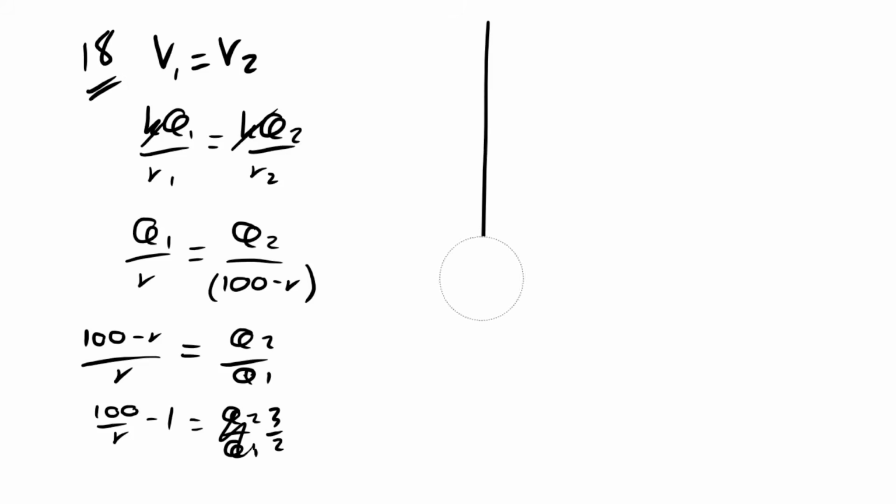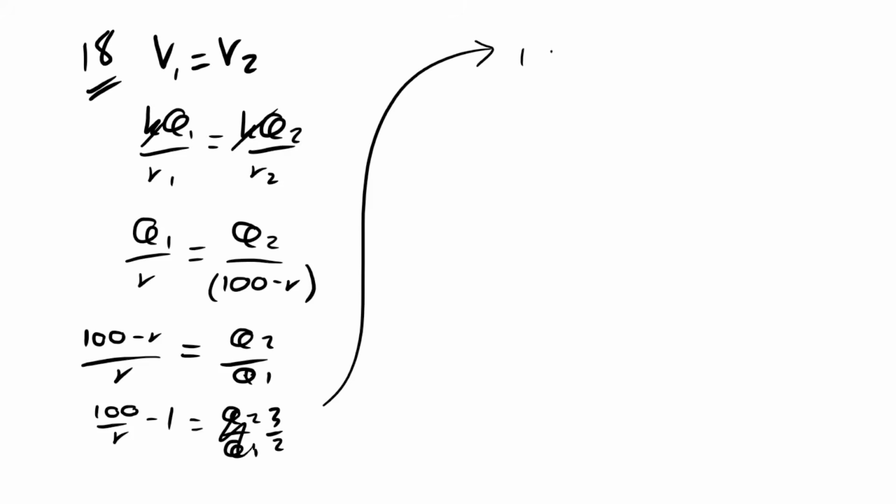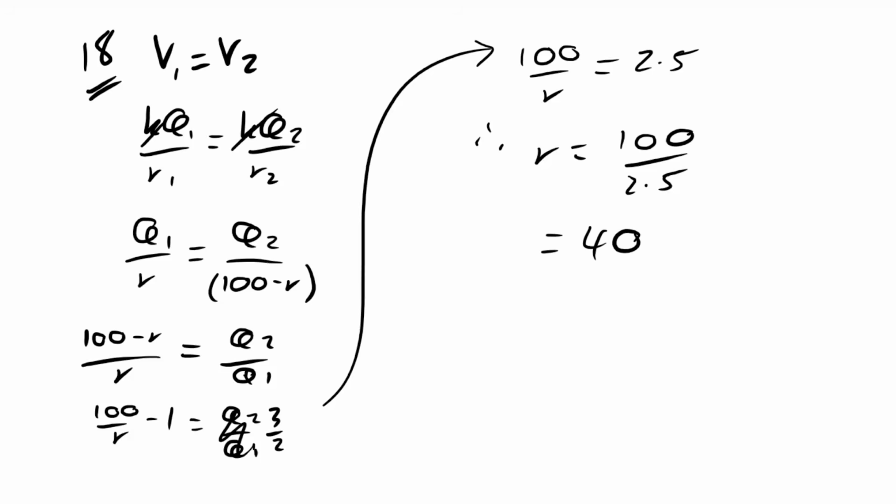So therefore, 100 over R is equal to 3 halves plus 1. That makes it 5 halves, in other words, just 2.5. Therefore, R is equal to 100 divided by 2.5. So I think the answer has to be 40 millimeters. The answer is B.